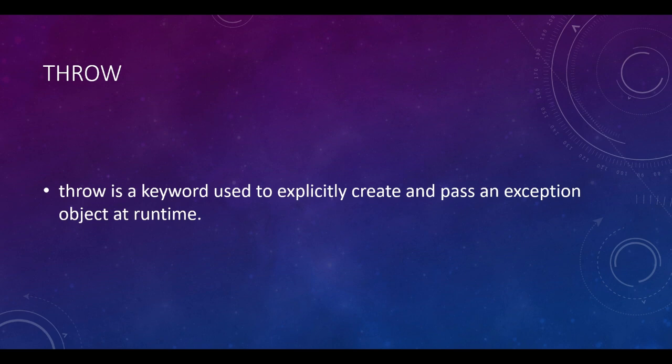But now the JVM will not create it. The throw keyword will. When we write the throw line, we write throw new ArithmeticException, using the new keyword. So we, the programmer, create the object and pass it to the JVM. The main thing is that when we are using throw, the JVM will not create the exception object. The programmer will.